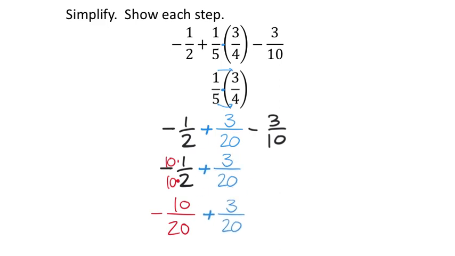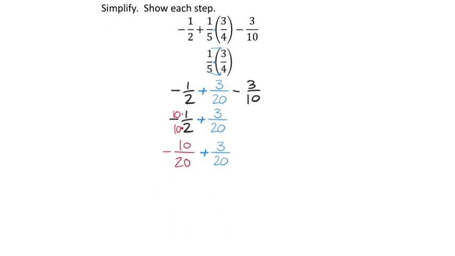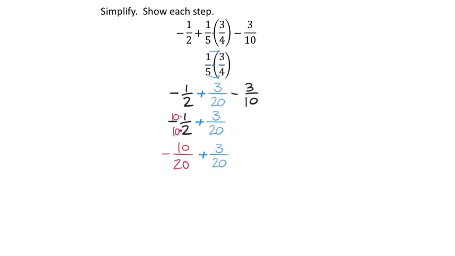Okay, but now the denominators do match, just like we wanted them to. So we're going to make this one fraction out of 20ths. Then I would have negative 10 and then plus the 3. Okay, so this will give me some fraction in 20ths right here.